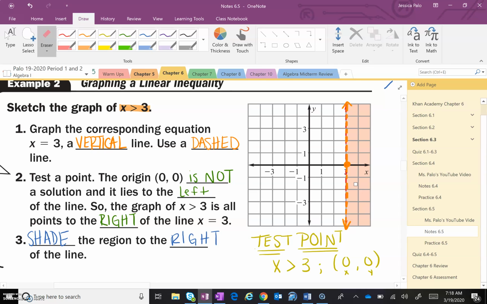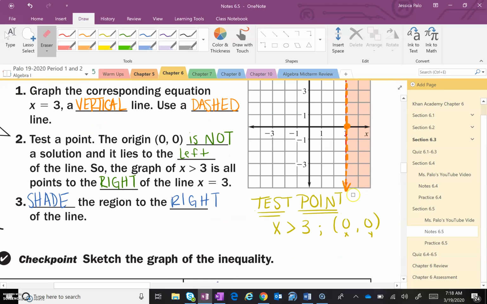So we are going to take our test point, 0, 0, and it is going to tell us which side of this line we're going to shade. It's going to tell us which half plane to shade. So if you come right down here, test point, we have our original equation, x is greater than 3. Our test point is 0, 0. So we are going to take the x value of that coordinate and plug it into our equation. 0 is greater than 3. This statement is false.